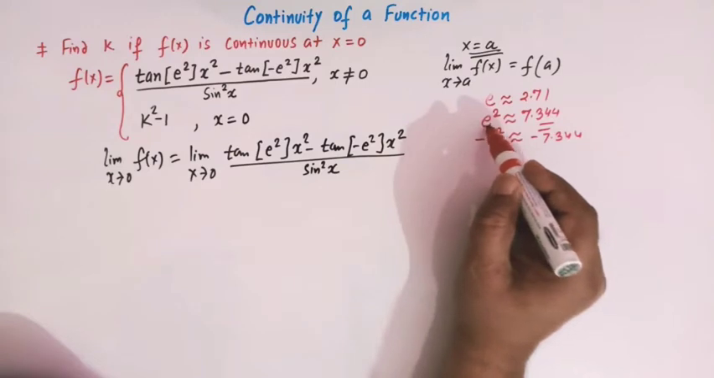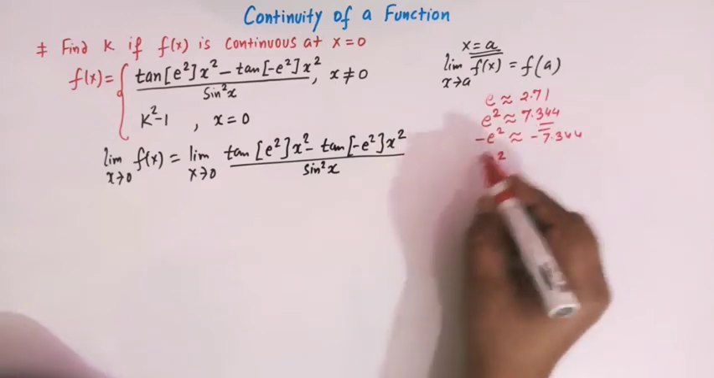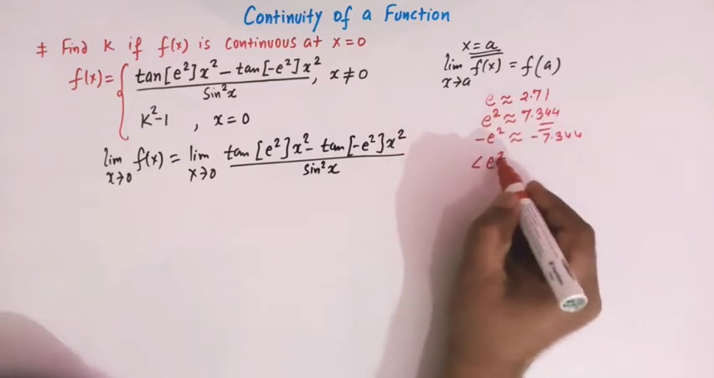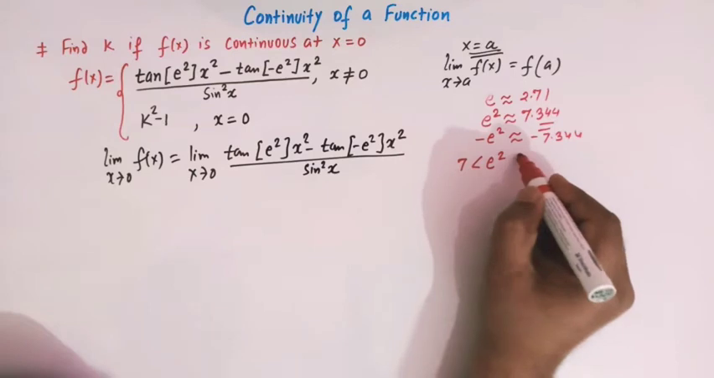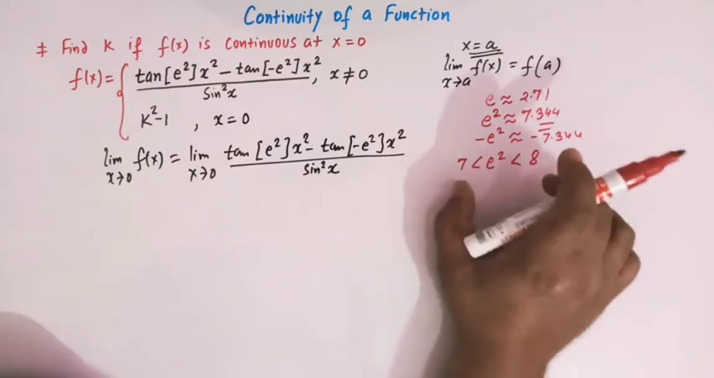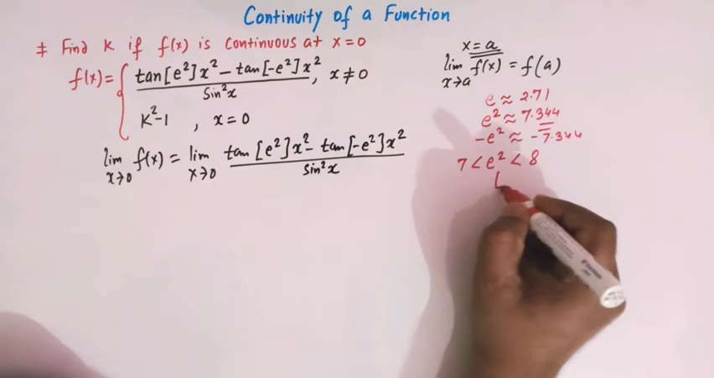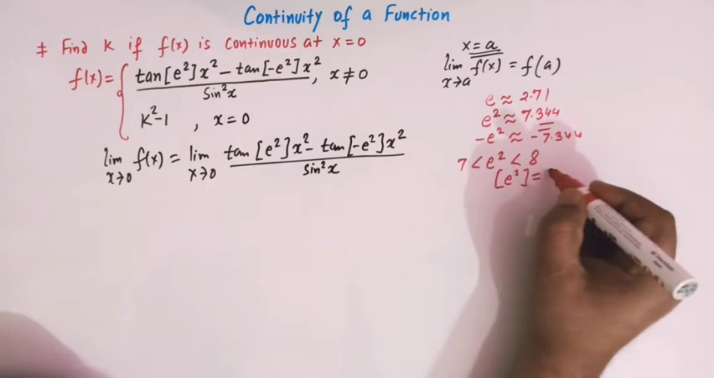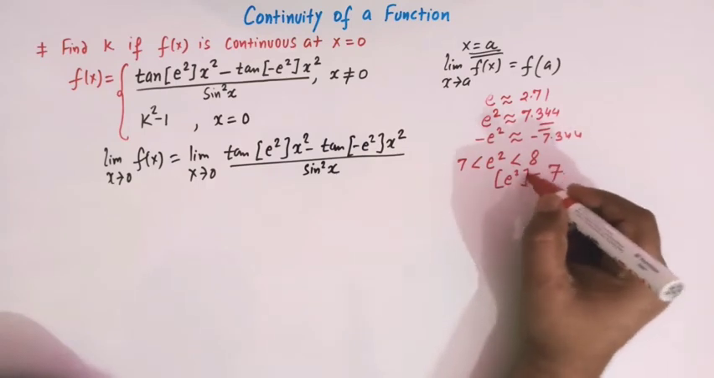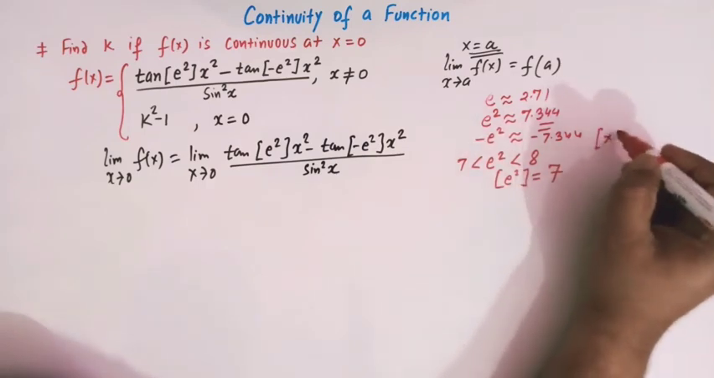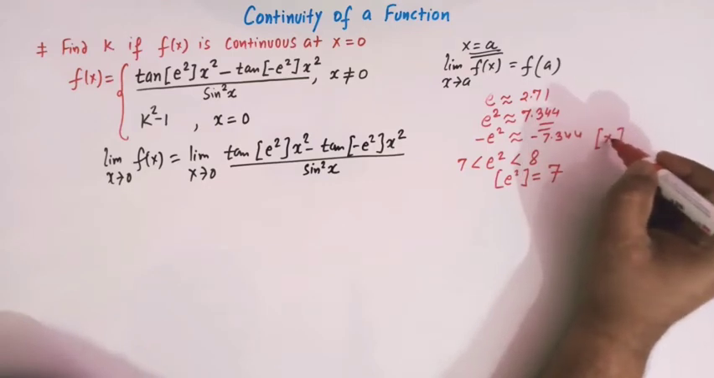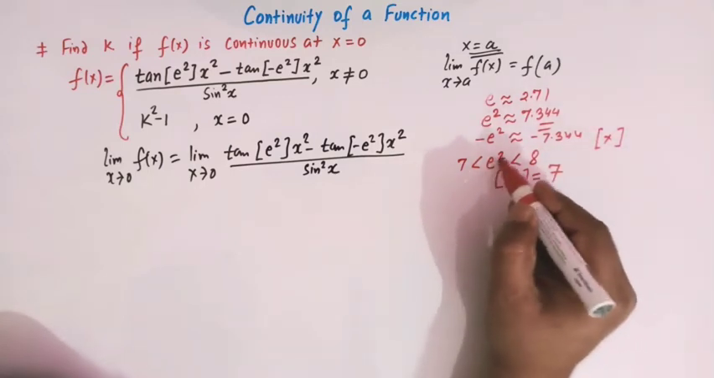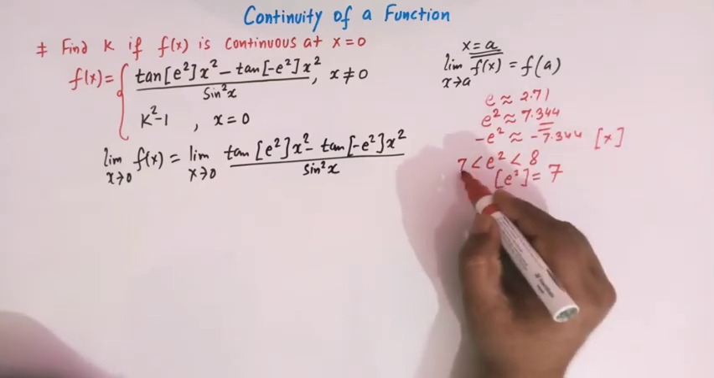So we see that e square is greater than 7, because e square is approximately 7.344, so e square is greater than 7 but less than 8. So now from the definition of greatest integer function, the value of greatest integer of e square is equal to 7, because the greatest integer of x is the greatest integer less than or equal to x. So the value of greatest integer of e square is 7.